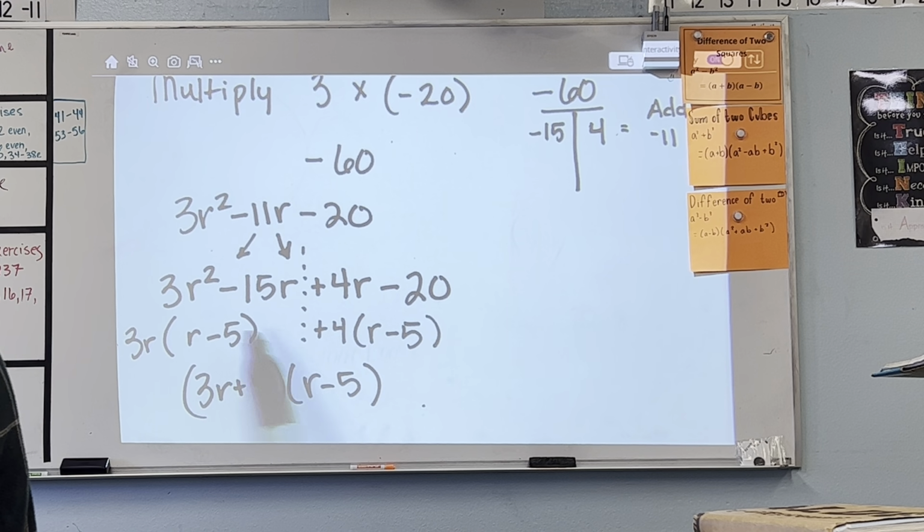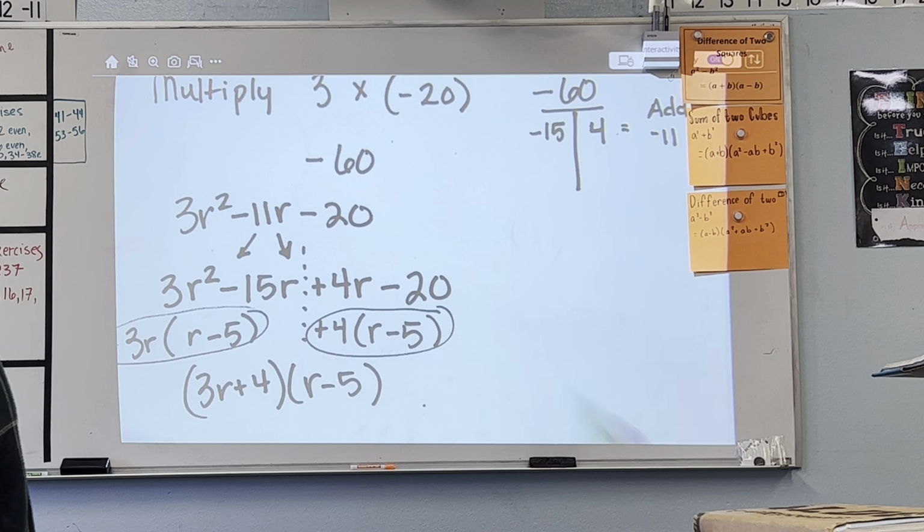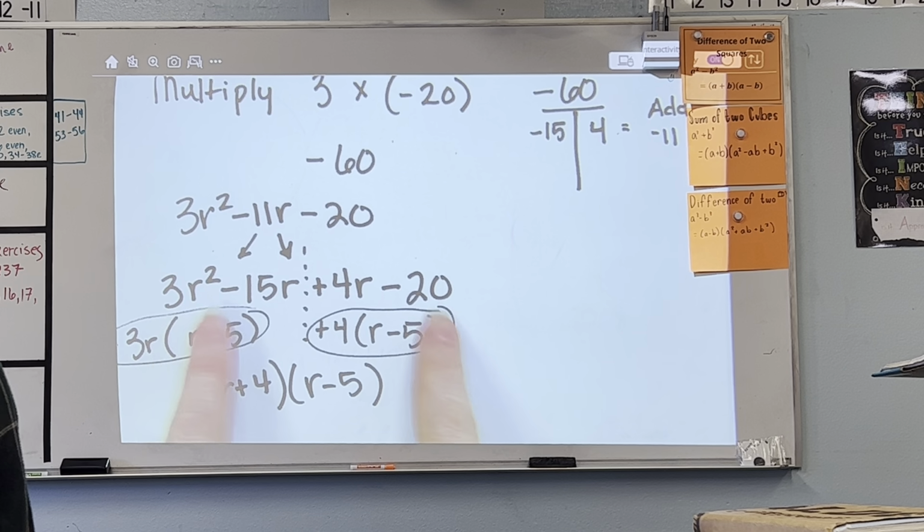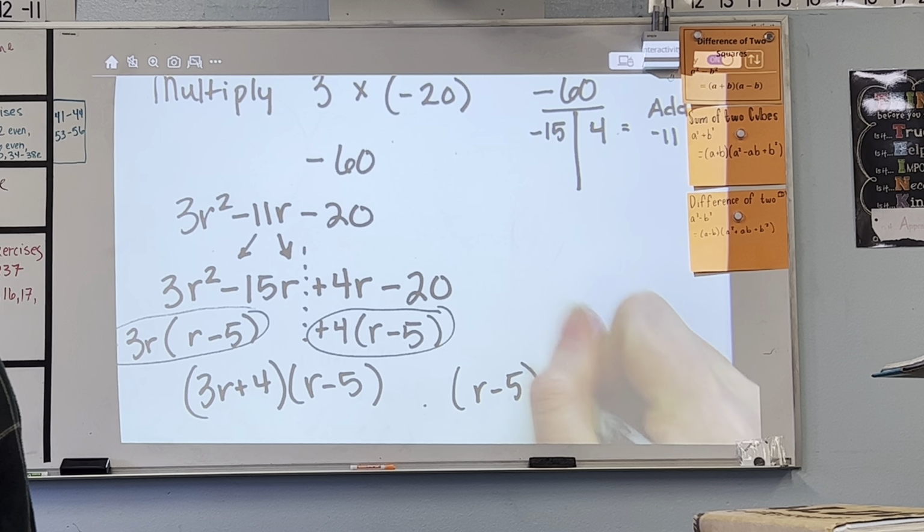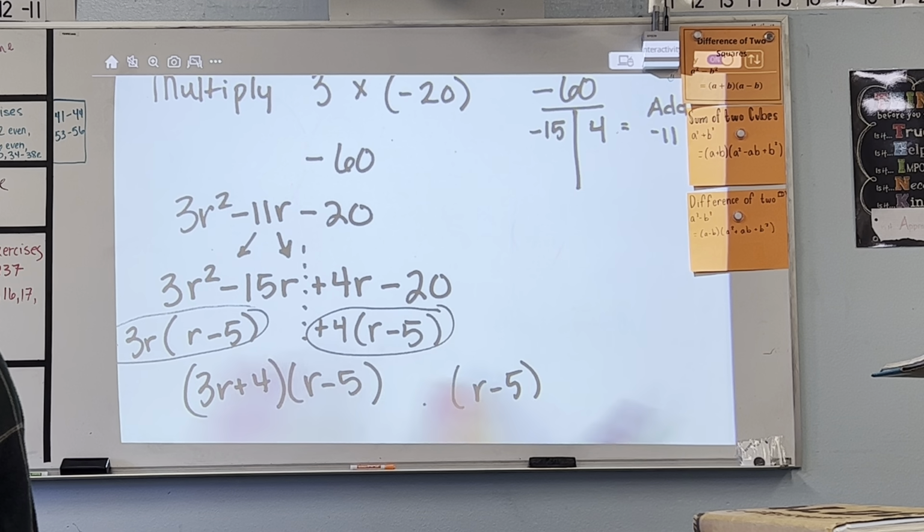In a sense, Justin, this is a term right here, and this is a term. What's the common factor? R minus 5. So we take that out. Normally I write that first. I would write R minus 5 first. And then what's left is 3R plus 4. Okay, I see what you're saying.